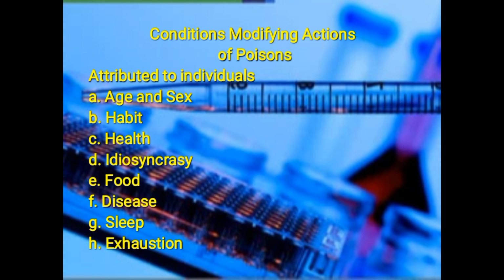And lastly, the exhaustion. Basically, those people who are exhausted every day are those who are losing their immunity response or have lower immunity, or simply those people who are tired every time. Those people who are tired every time are easily affected by the poison, compared to a person who is well rested. So that's it for the conditions modifying action of poisons.